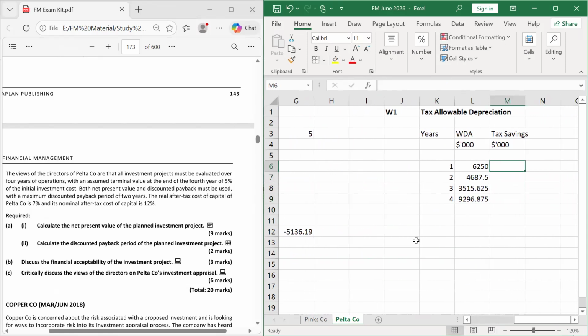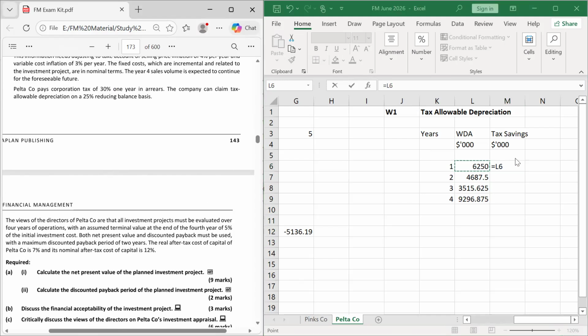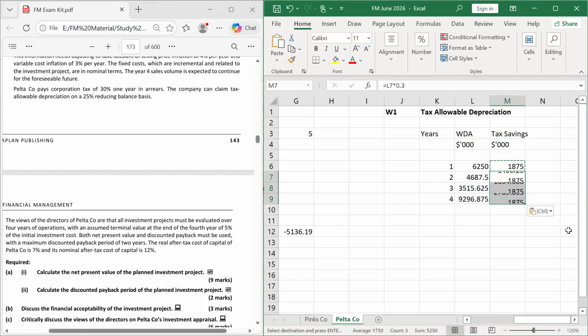So now I'm going to calculate the tax savings, which is equal to this times the tax rate, which is, I think, 30%. Yes, the tax rate is 30%. So multiply by 0.3. I can just do Control C, Control V, copy paste that, and this is going to give me the figures for my tax savings.